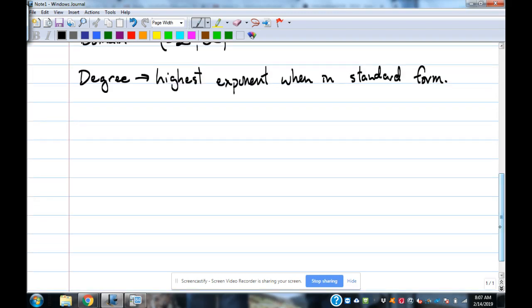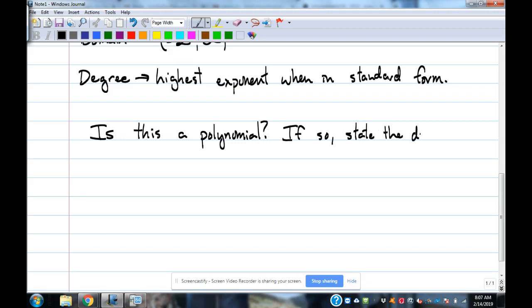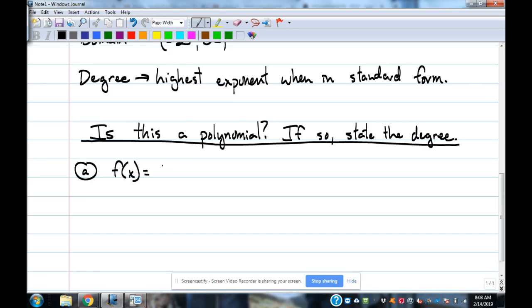Okay. All right, so let's play the next big game show. Is this a polynomial? And if so, state the degree. So it's kind of a long title for a game show. We'll probably have to change that when we make it public, but you can write the jingle for the start of it. Yeah. No.